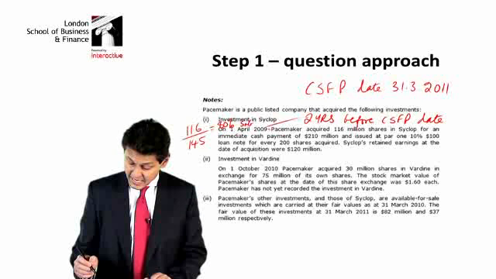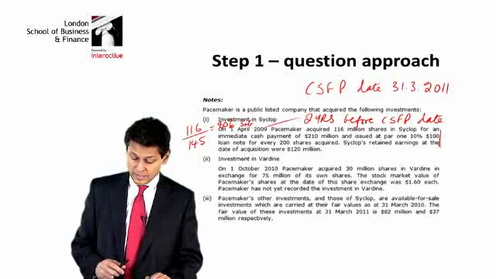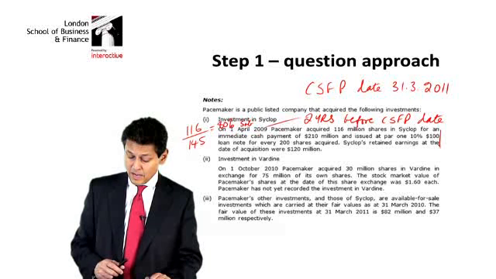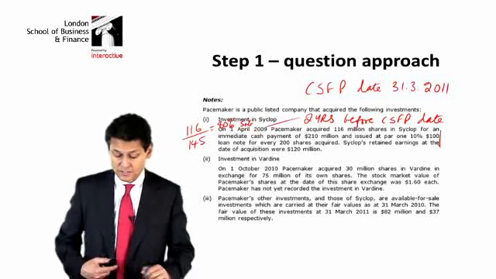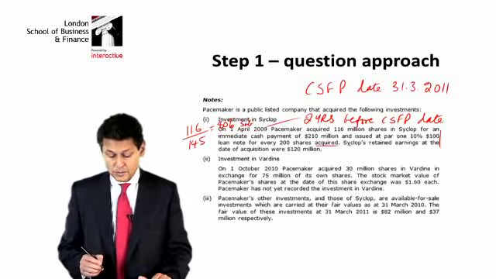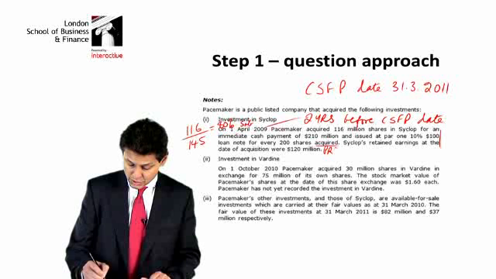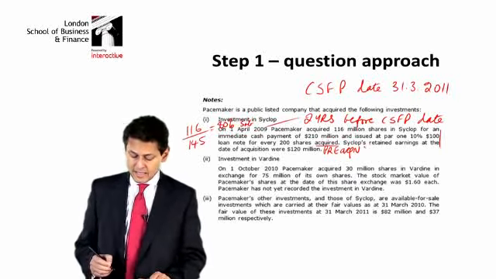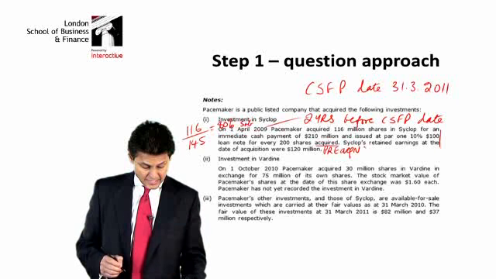What else can I say? There's tremendous detail there which I'd like you to have a read of. For an immediate cash payment of $210 million and issued at par 10% $100 loan note for every 200 shares acquired. So do underline the word acquired. Cyclops' retained earnings at the date of acquisition was $120 million. That's what we call pre-acquisition. At acquisition or pre-acquisition. And investment in Vardeen on the 1st of October 2010, do be careful.